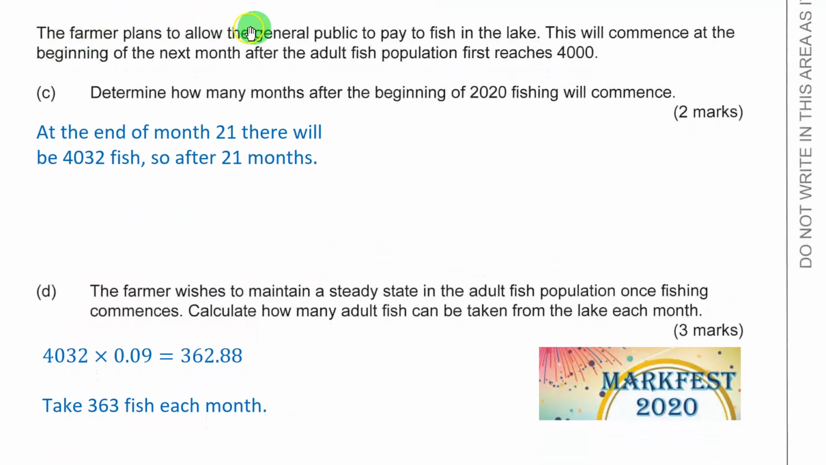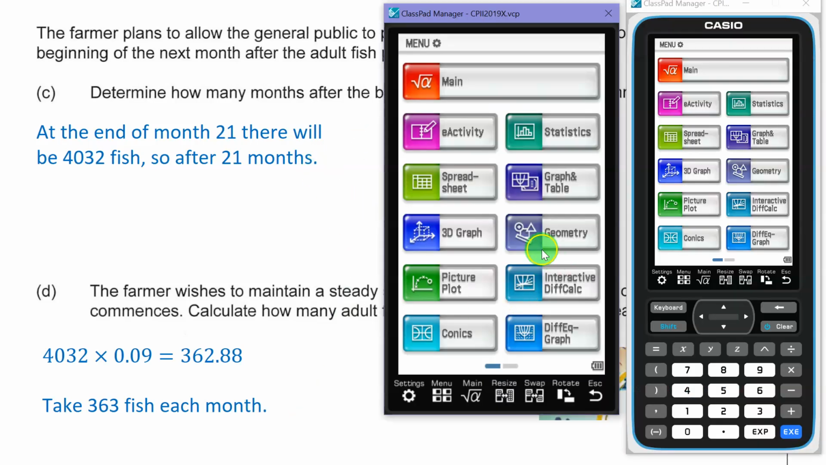The farmer plans to allow the general public to pay to fish in the lake. Starting at the month when the population first exceeds 4,000. Determine how long this will take. So we need a calculator. Let's grab my calculator.